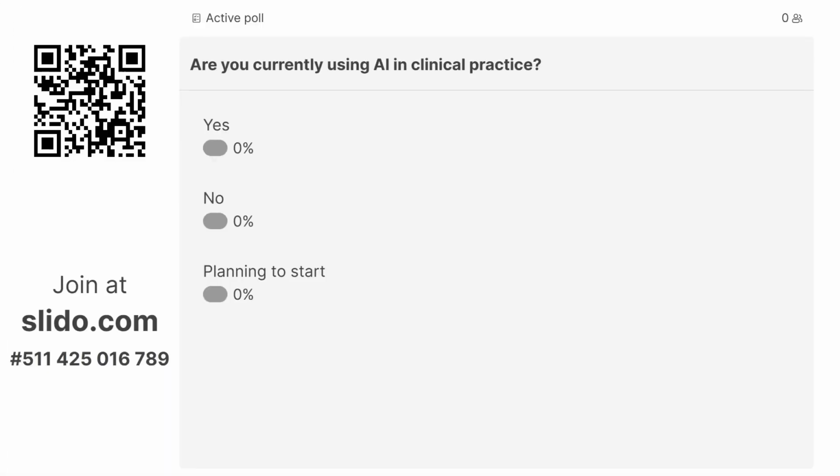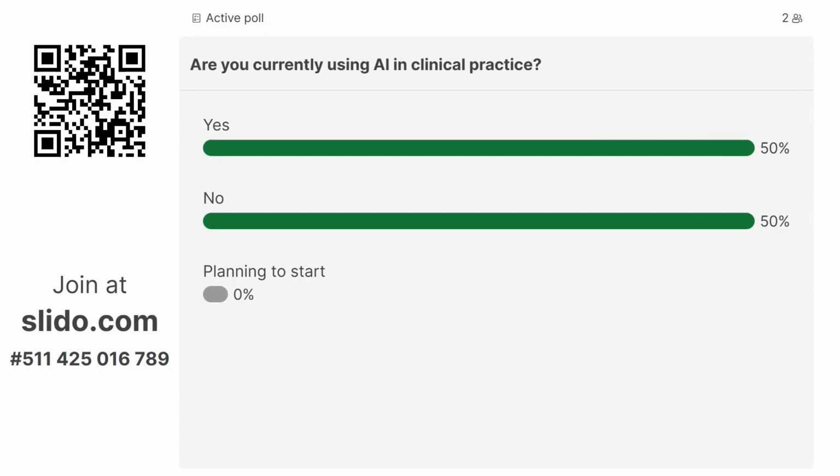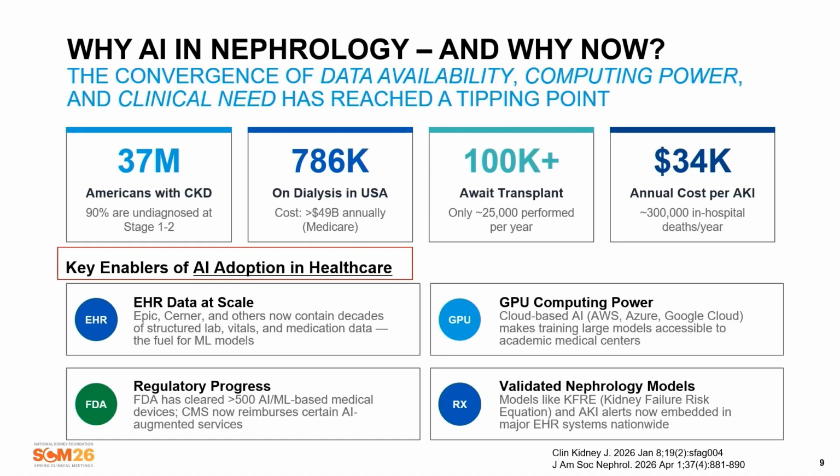First of all, I want to hear from you all: are you already currently using AI in your clinical practice? If you don't mind, help with voting. Are you using it for patient care? Are you not using it? Are you planning to start using it? All right. Yes and no. Good. This is a good mix of using and not using, so we can learn together how to use them.